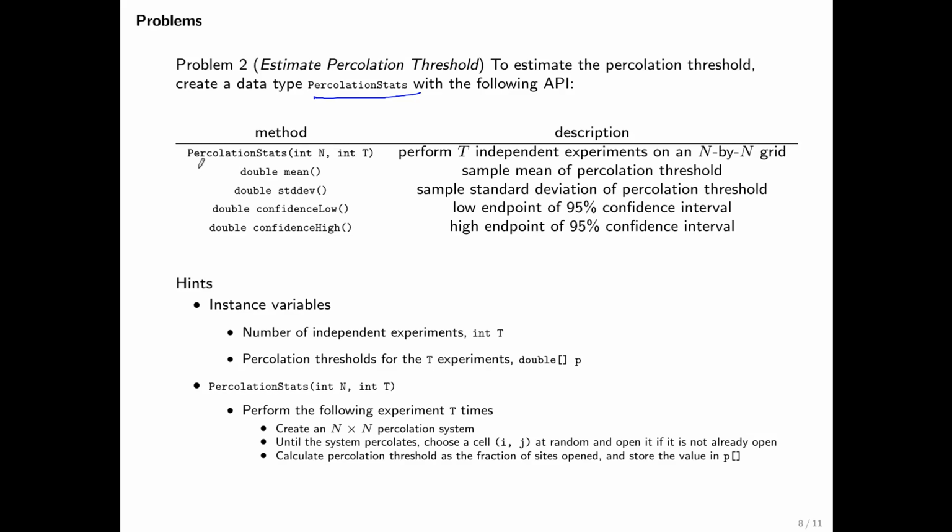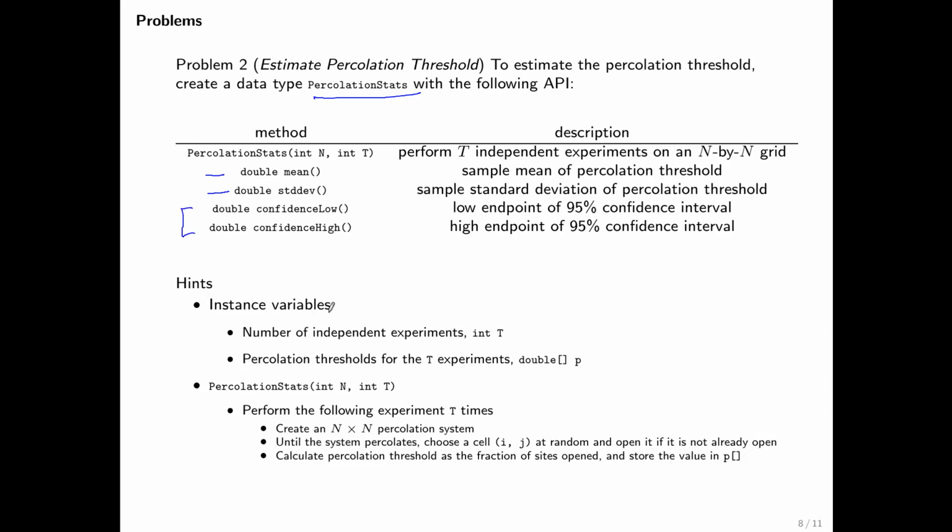Then once you have an object of type PercolationStats, you can get the mean of the percolation threshold from all the T experiments. You can calculate the standard deviation of the percolation threshold, and you can also calculate the low and high endpoints of the 95% confidence interval. So it's very simple statistics. That's the API, so let's talk about how you implement this.